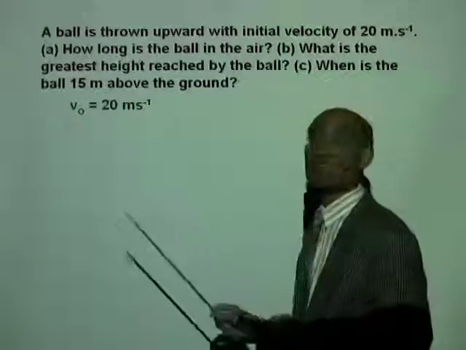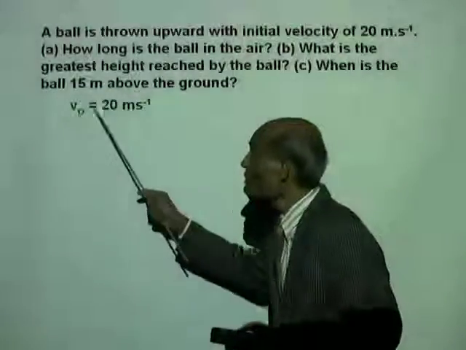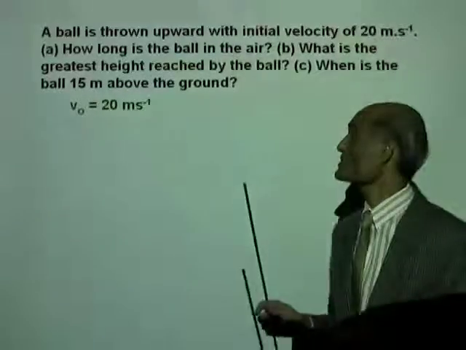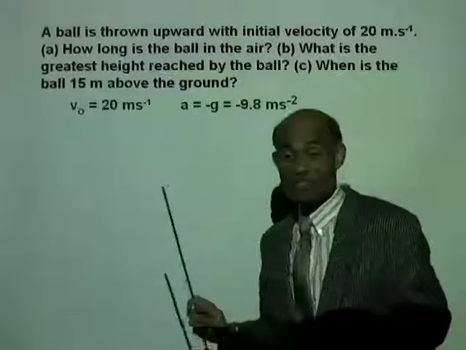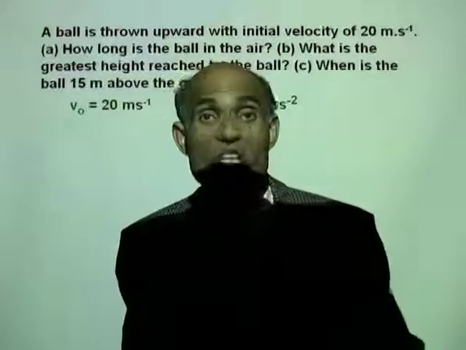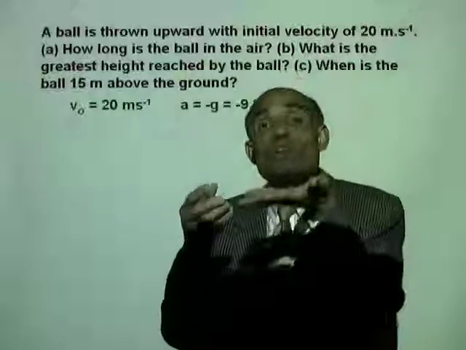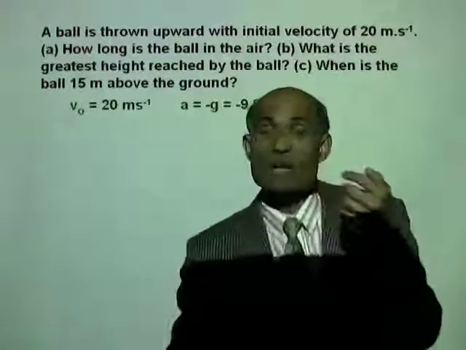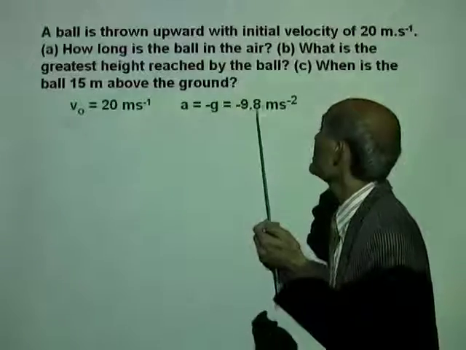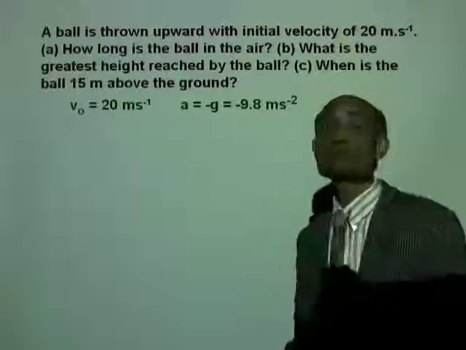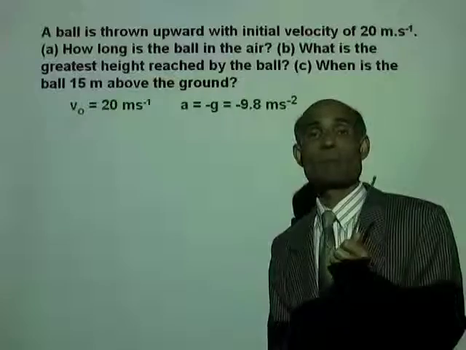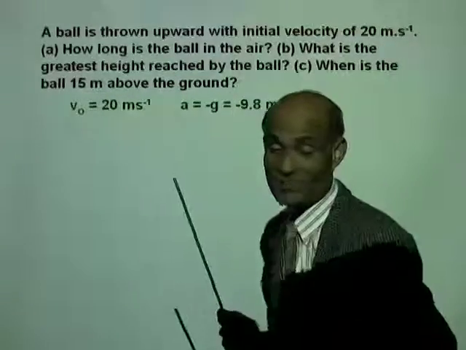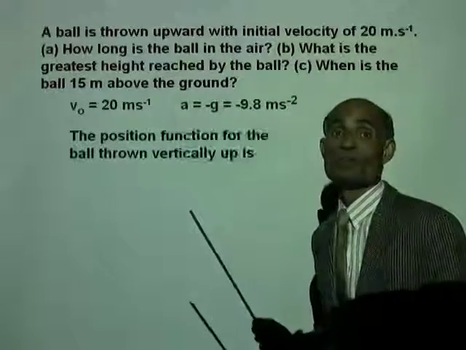Alright, let's write down the given data. Initial velocity is 20 meters per second. That's the velocity of projection. Acceleration, remember, anything that is thrown up, the moment it is released, its acceleration is directed downward and is equal to negative 9.8 meters per second squared. So, its initial velocity we know, its acceleration we know.